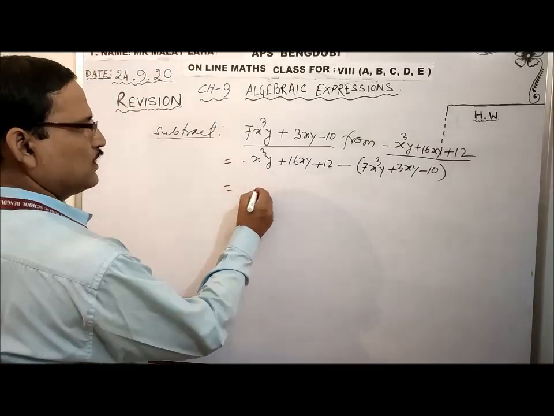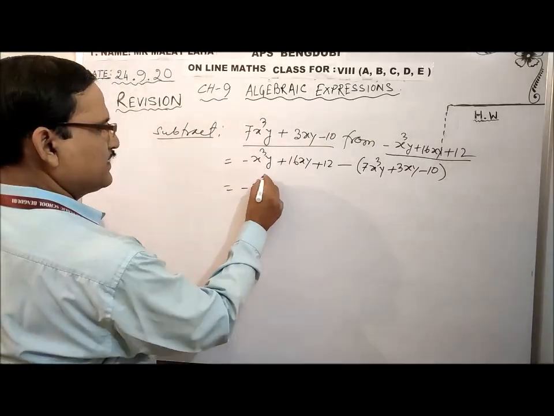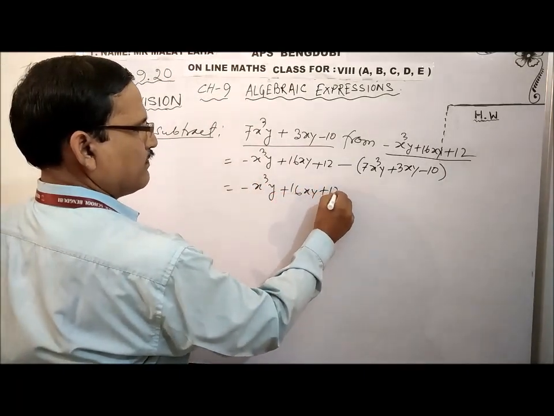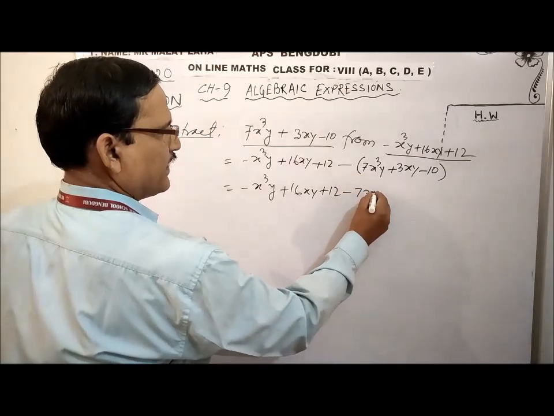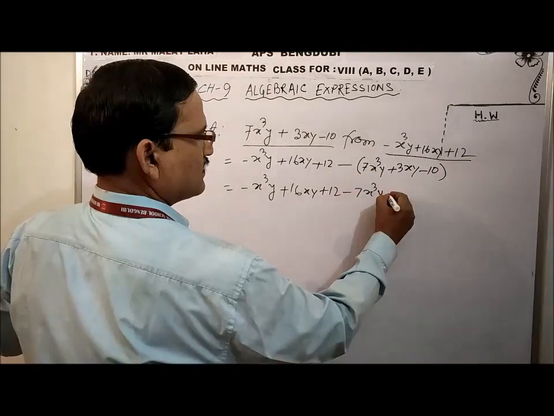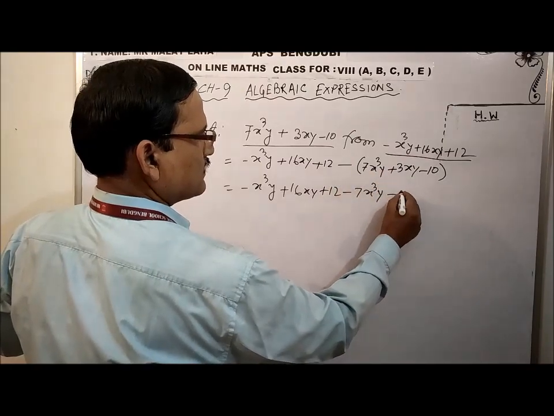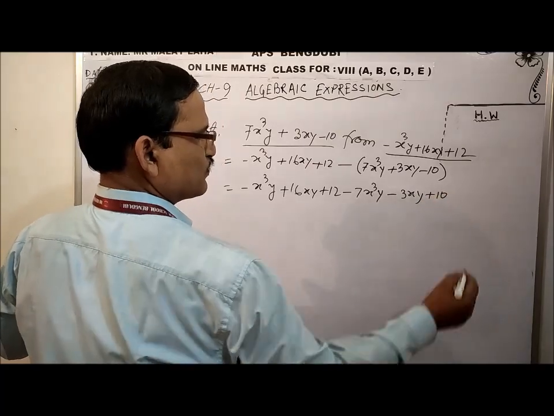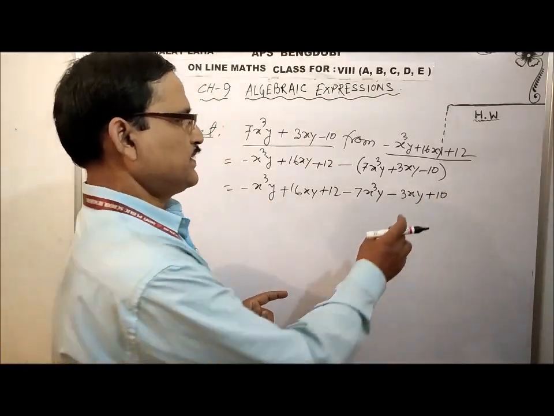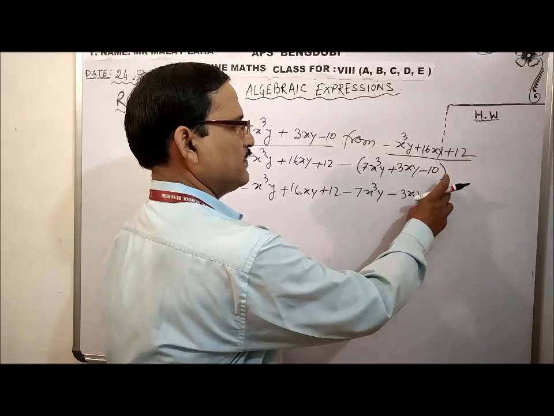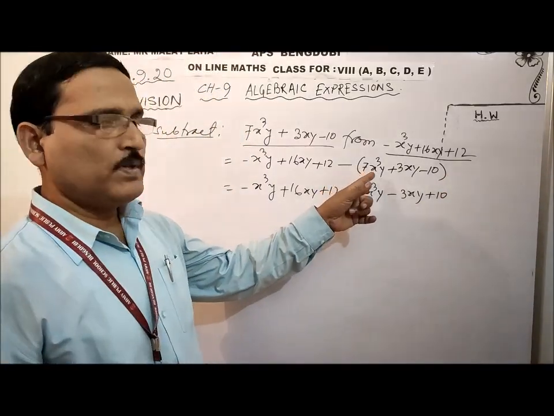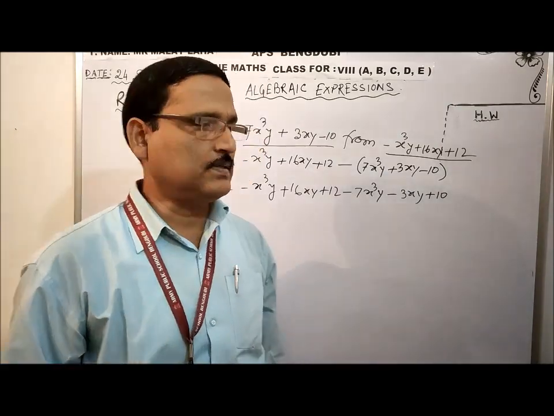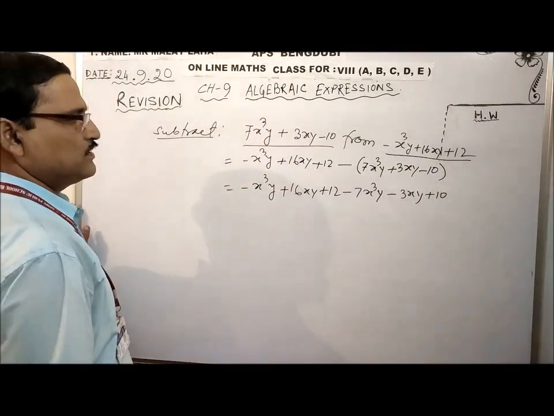After that, what to do? Open the bracket: minus x cube y plus 16xy plus 12 minus 7x cube y, change the sign, minus 3xy, minus plus. This is the most important part. When you remove the bracket, simply remember whatever the sign present inside the bracket, their sign will be changed. This is the simple rule. Their sign will be changed.